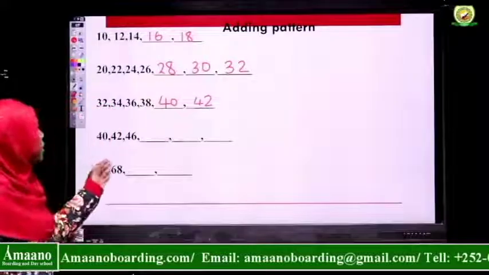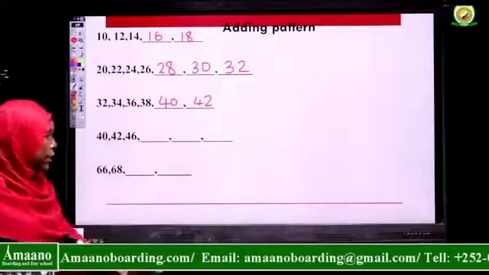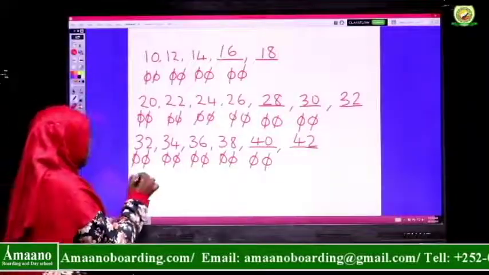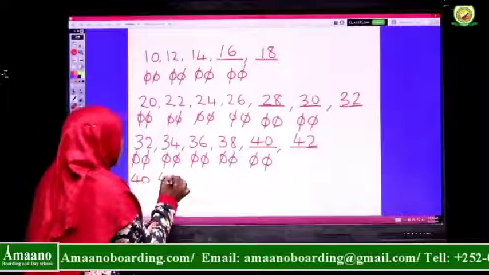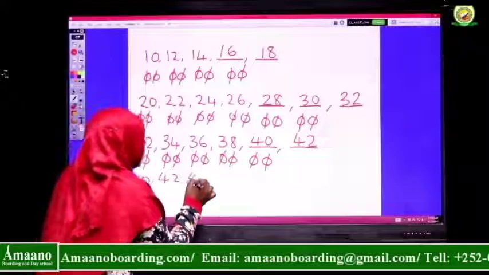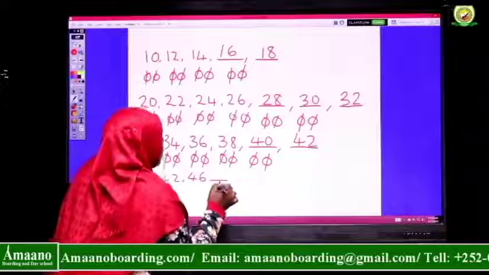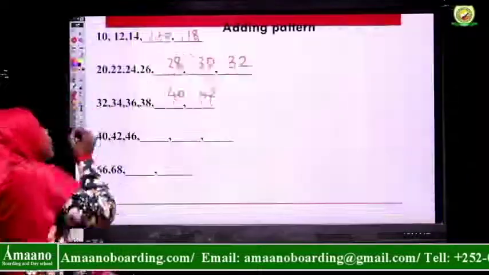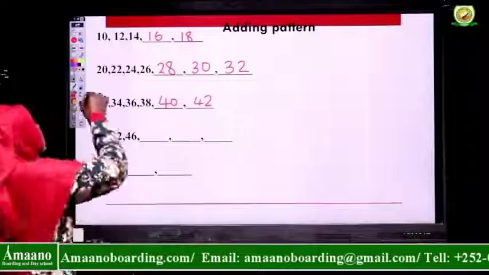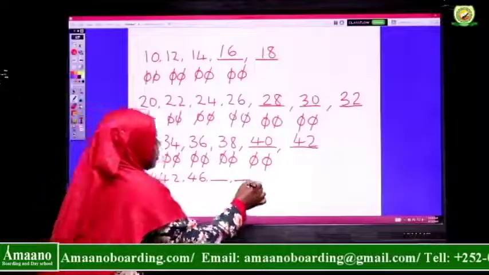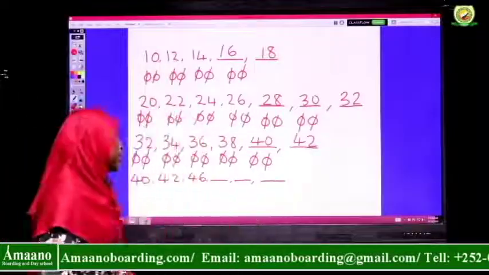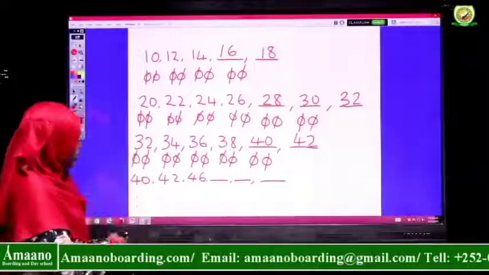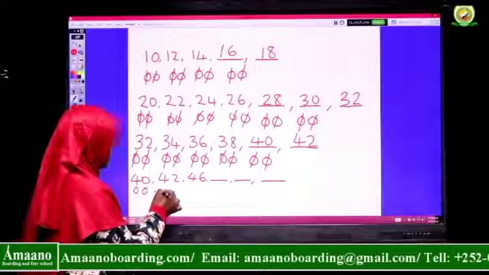We have got 40, 42, 46. Dash and another dash. I think it's 1. Let me confirm. Oh, it is 3 dashes, comma, and that one. So how will we go about it? We are going to count the balls.